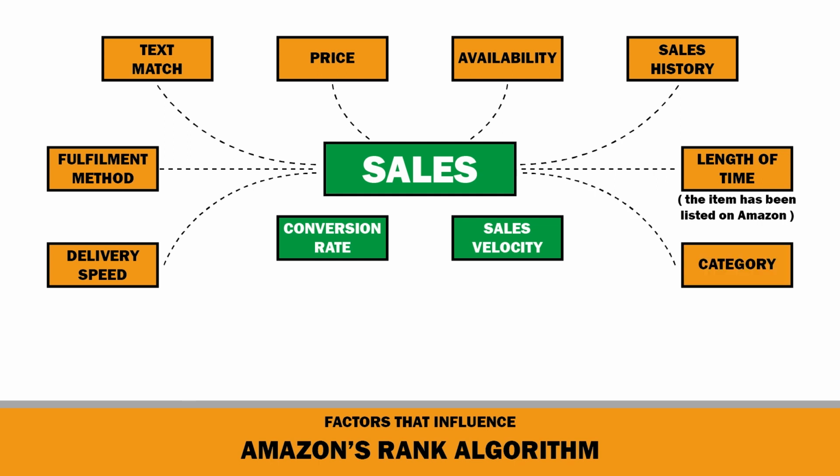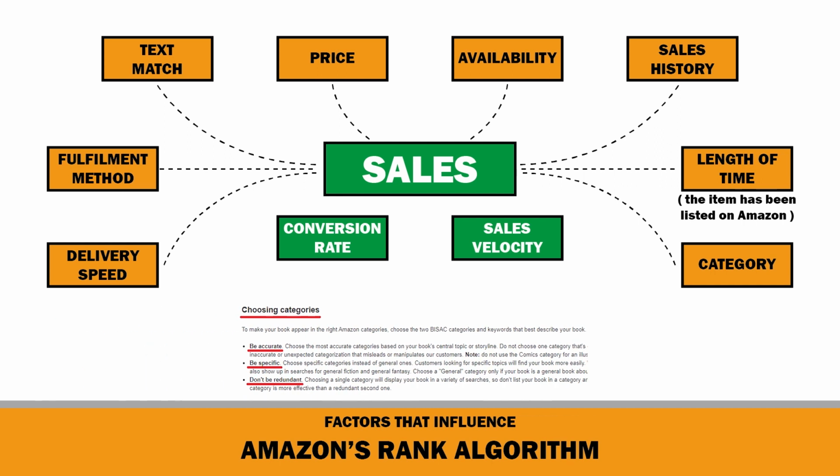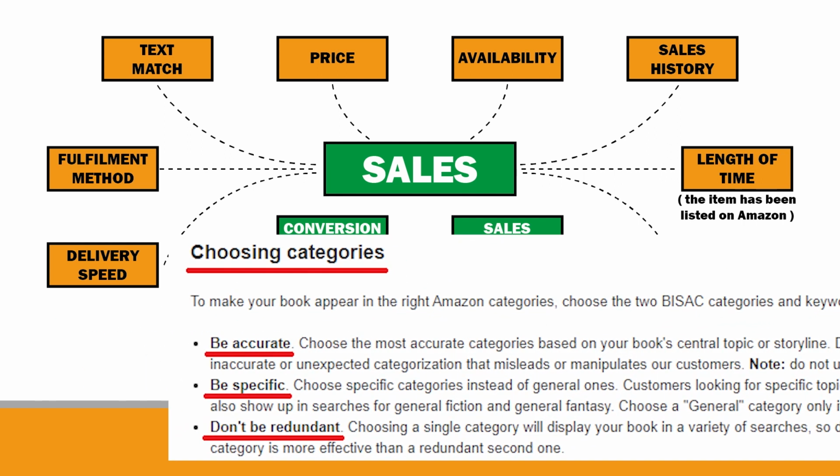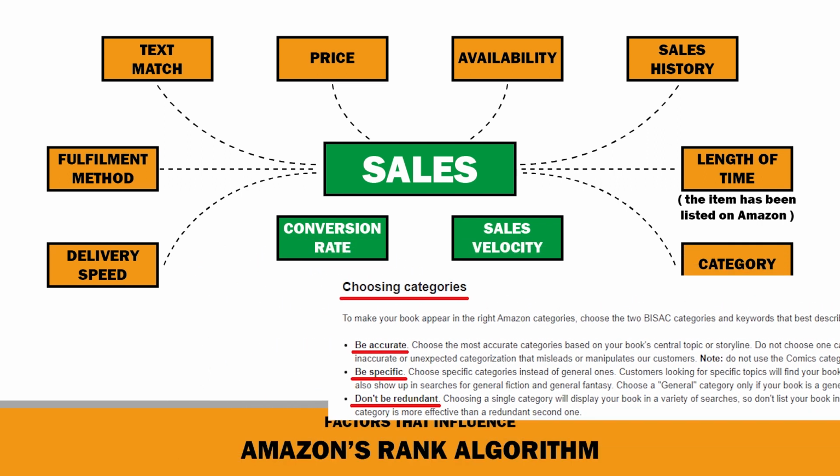Let's continue with category. Choosing the most accurate categories for your low content book will help the Amazon algorithm show it to the relevant customers. If you remember the Harry Potter example at the beginning of the video, there should be relevancy between your keywords in your title and choosing category. I suggest you read the guidelines in KDP Help Center as they say, be accurate, be specific, and don't be redundant while choosing your categories.